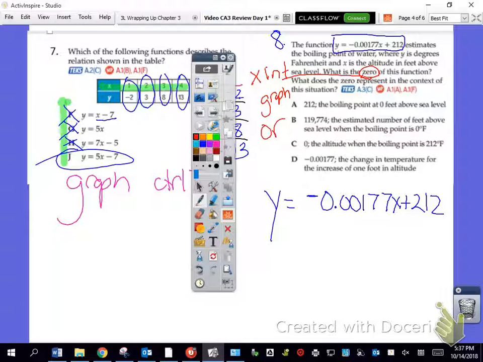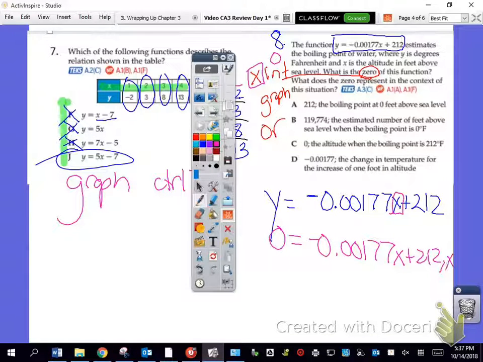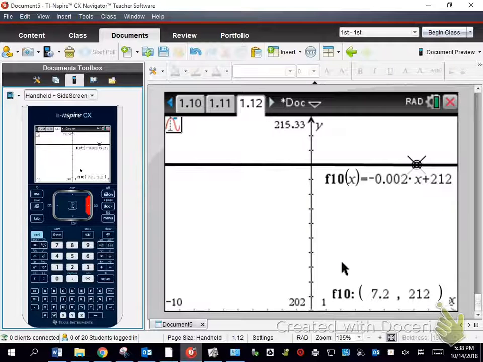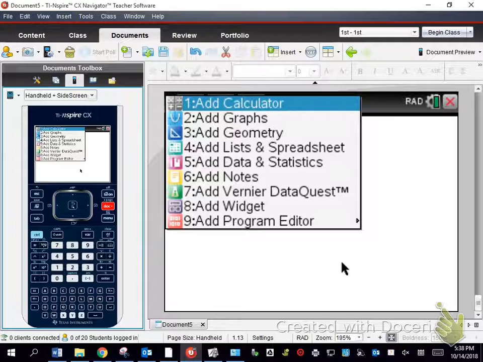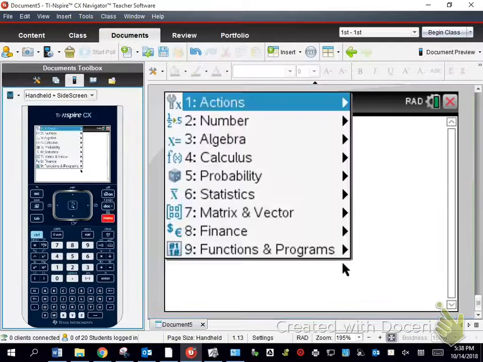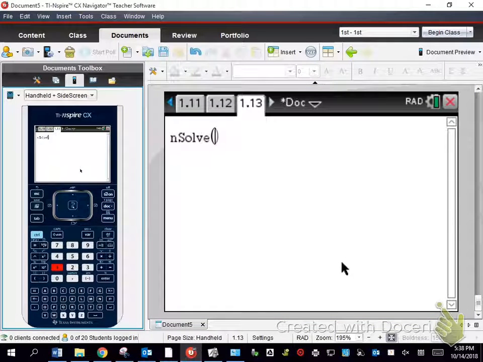Or, so this is another option. Remember, since it's the x-intercept, you want to keep the x where it is, so I'm going to keep this x, I'm going to put a 0 in for the y, so 0 equals negative 0.00177x plus 212, and then I'm going to go solve it, so I'm going to go to menu 3-1. Now, you can graph it, sometimes the graphing works, and you could keep holding it and going to the right, and that's fine. Or you can go to a calculator page, and then I'm going to hit menu 3-1, and I'm going to enter this equation in.